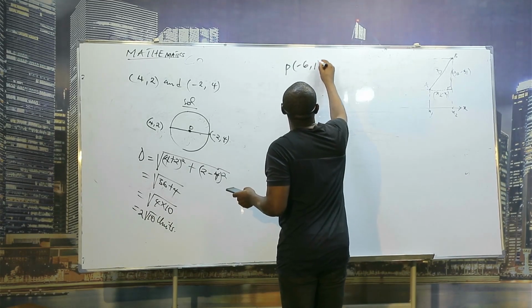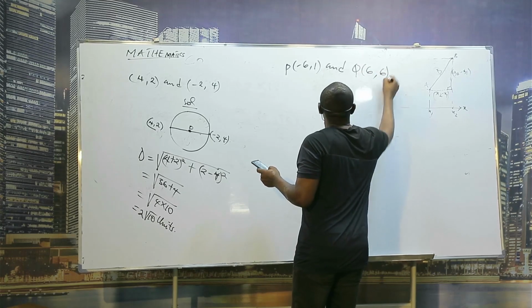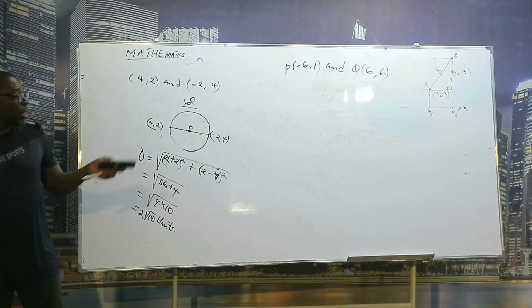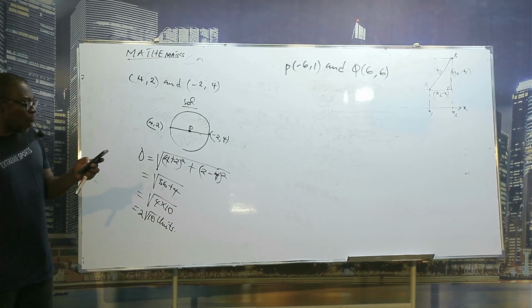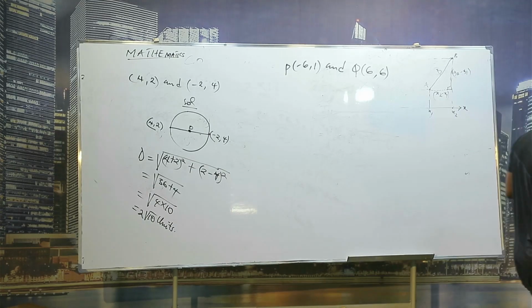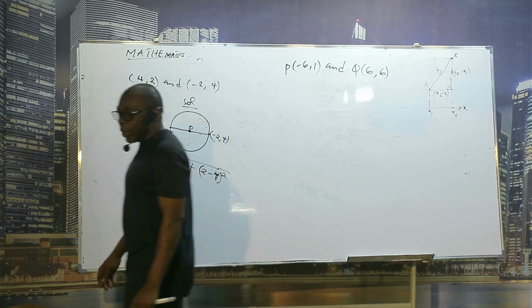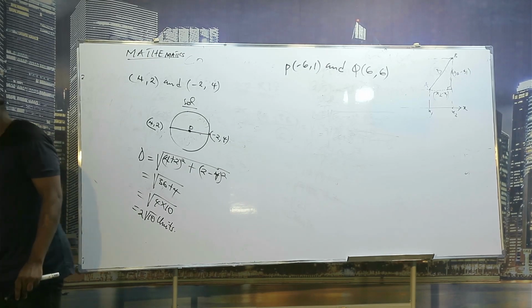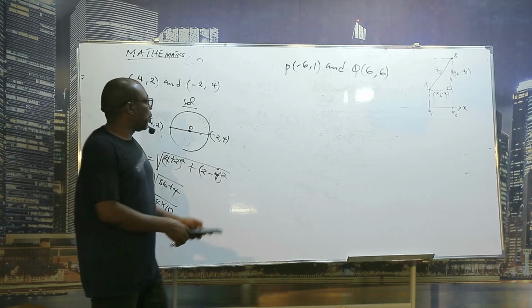P minus 6, 1 and Q 6, 6 are the 2 ends of the diameter of a given circle. Are the 2 ends of the diameter of a given what? Of a given circle. Full stop. Calculate its radius. Calculate its what? Radius. I think it's clear.